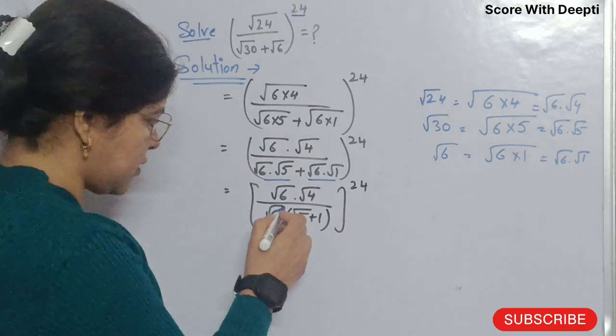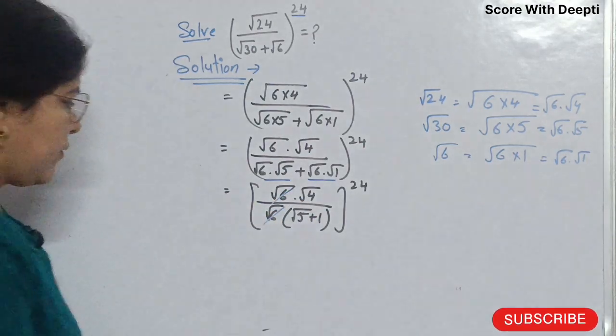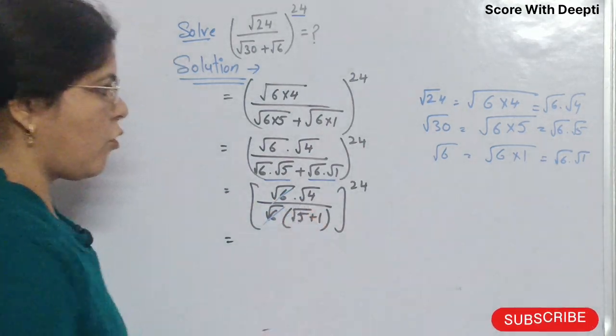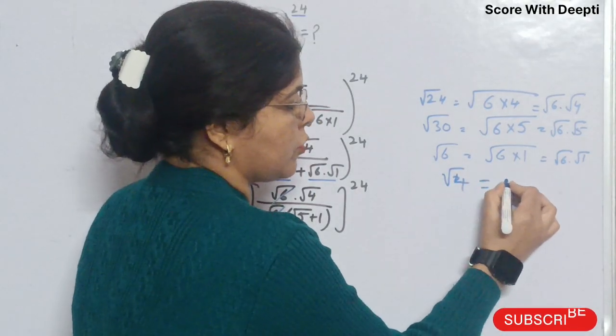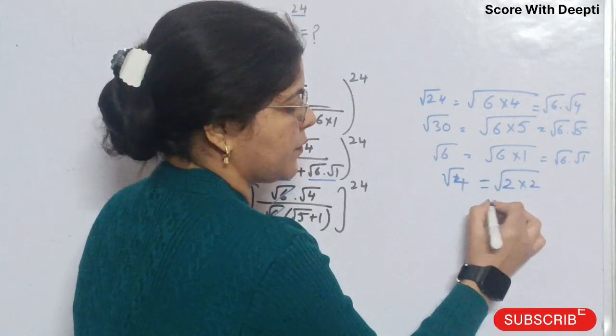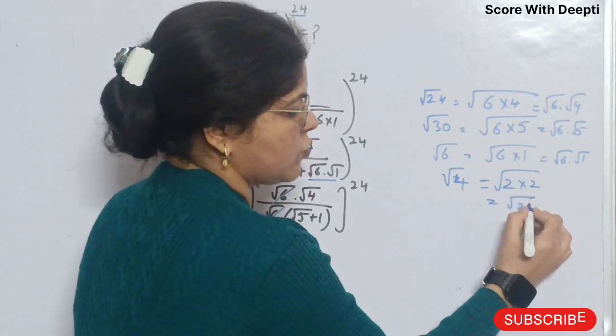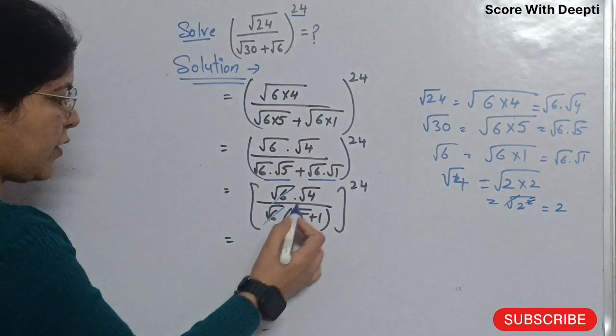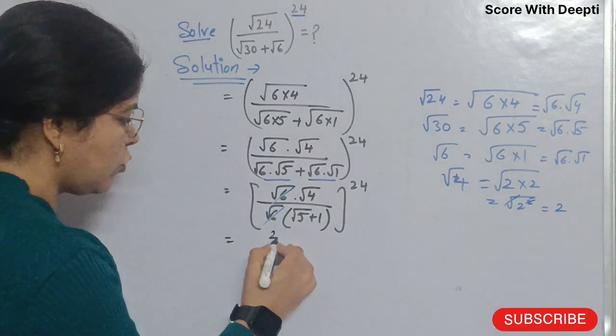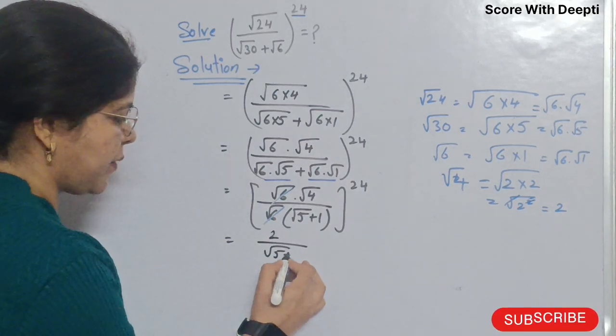Next, this square root 6 cancels out and we get square root 4. Square root 4 equals square root 2 into 2, and this can be written as 2 square. After solving this we get 2. Means here we write 2 over square root 5 plus 1.